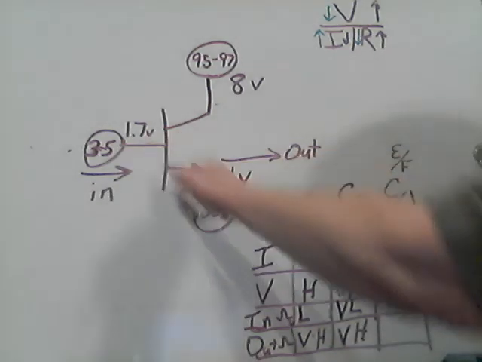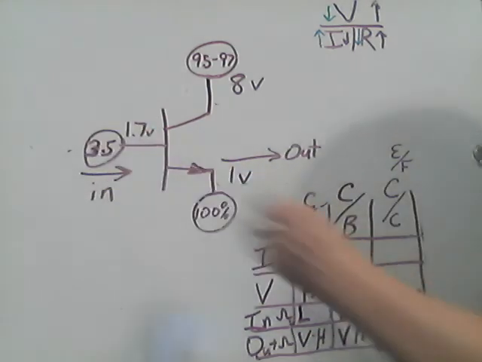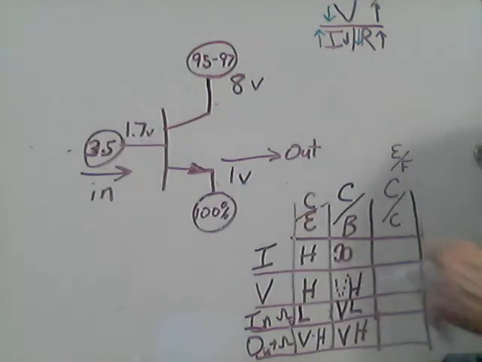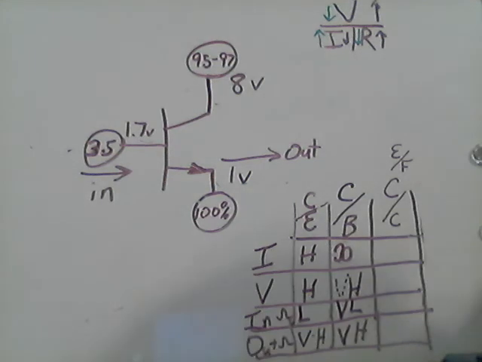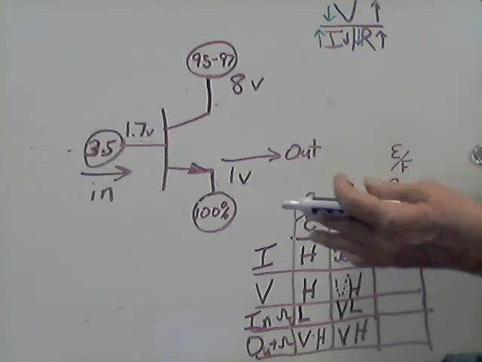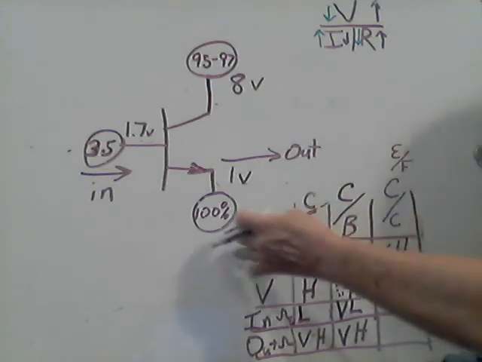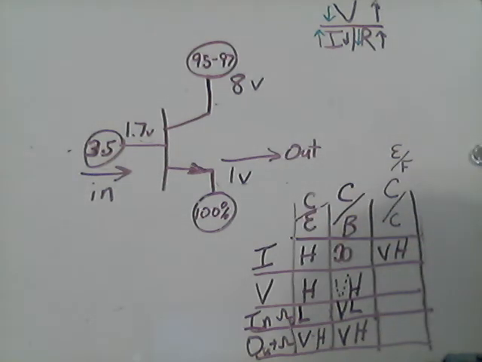Voltage. I'm looking at the 1.7. I'm going from 3.5% current to 100% of the current. So I have a very high gain in current, not a loss in current, a very high gain. Because I'm only getting like 3 to 5% depending on the transistor, and now I have 100% of the current, so I have a very high gain in current.